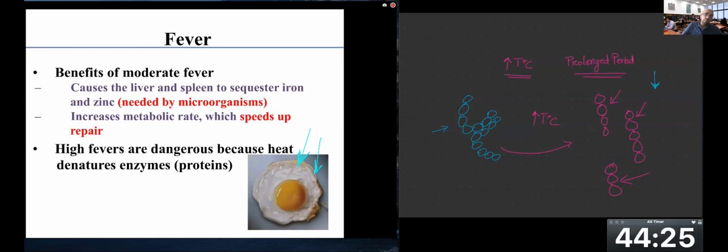It will deteriorate major body functions and can even affect the brain, especially in children. That's why, if a child has a very high fever, you need to get it reduced as early as possible so that it does not harm the brain.